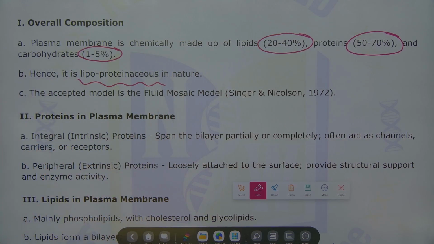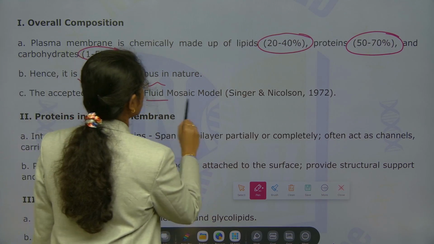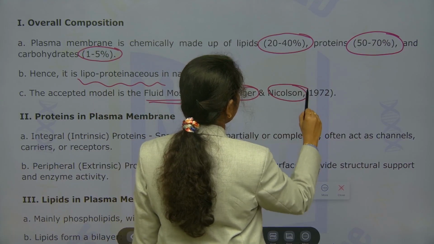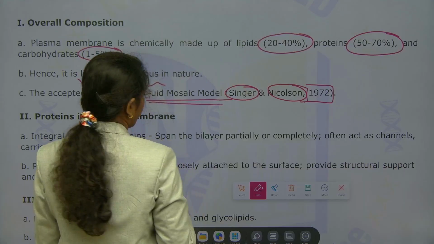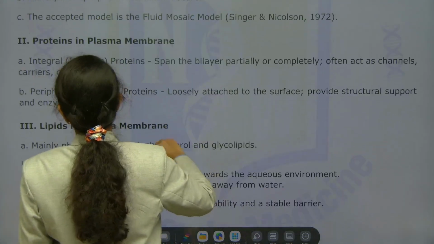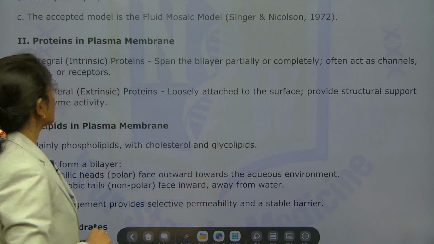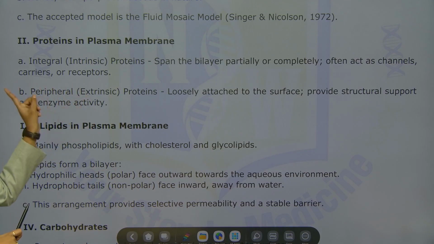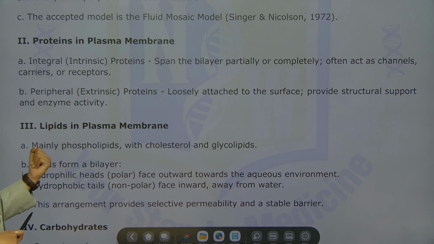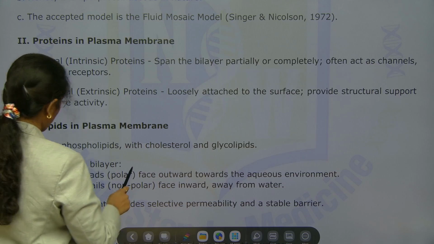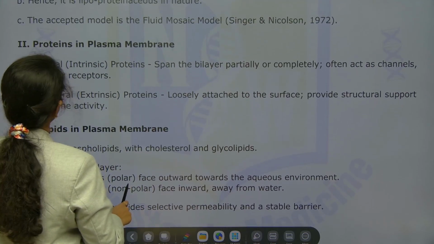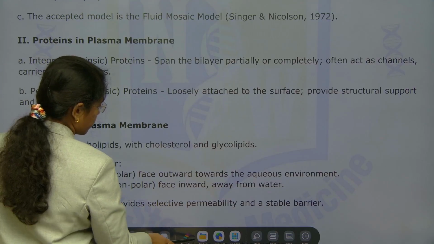The accepted model is the fluid mosaic model, proposed by Singer and Nicolson in 1972. The proteins in the plasma membrane are of three types: intrinsic, extrinsic. Intrinsic are integral proteins, extrinsic are peripheral proteins. The third type is transmembrane proteins, which you can also mention over here.